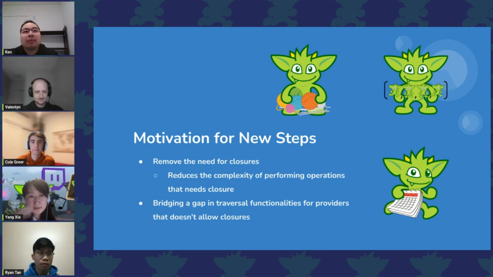But yeah, a little bit more on the motivation for new steps. So the big one was to remove the need for closures. Certain operations, especially involving list or set, can be very complex to do with closures. And another part of using closures is that this leaves a gap in traversal functionalities for providers that do not allow closures, either for performance or security reasons. So now, by introducing these traversal functionalities, they can use these in their regular traversals.